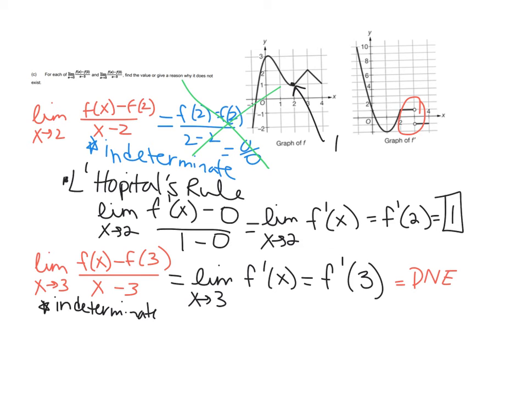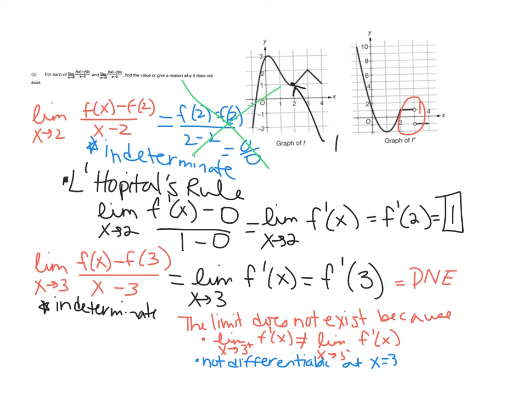They do ask you to give a reason why it does not exist. There's a few things that you can say. I'll write down just 2 of them. So the first way that you can explain this is you can mention that the limit as x approaches 3 from the right, that's what that little plus sign is, of f prime is not equal to the limit as x approaches 3 from the left.